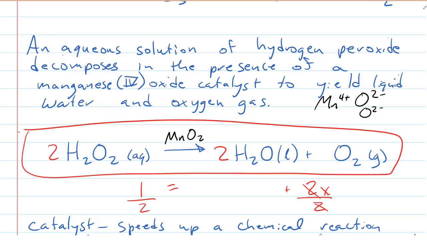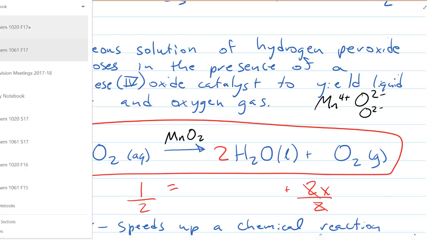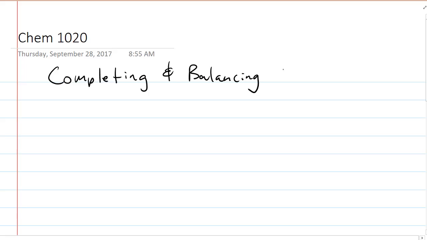All right, next up. We're going to look next at completing and balancing chemical equations. I'm going to go to the right class this time. So when completing and balancing chemical equations, that means you're going to be given the reactants, and you need to figure out what the products are. So again, we're going to work on completing and balancing chemical equations.